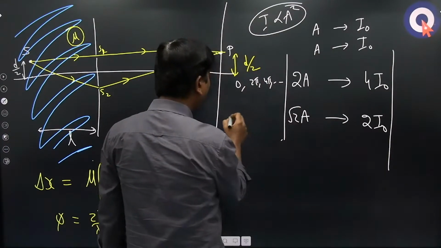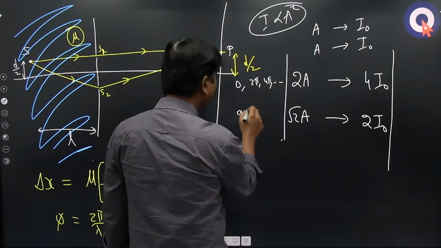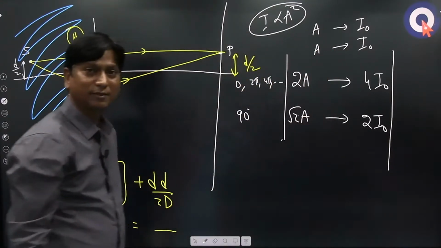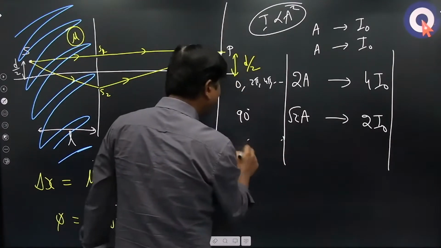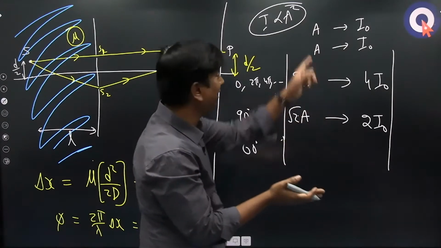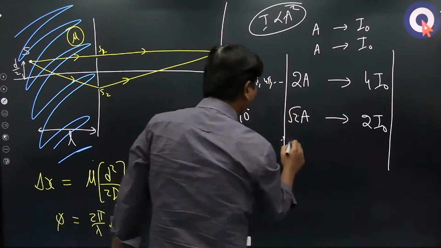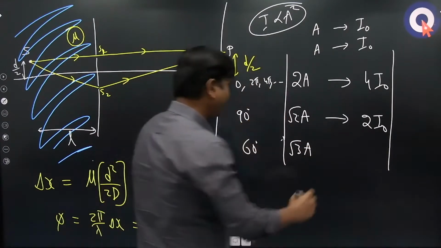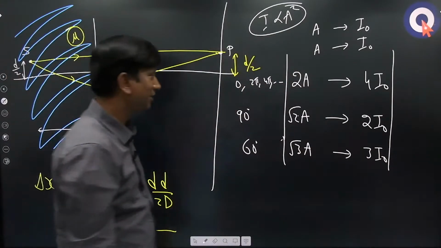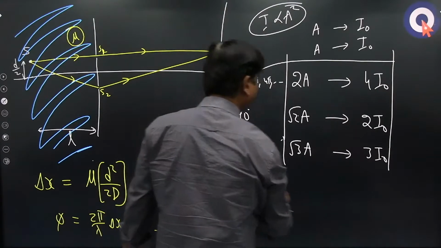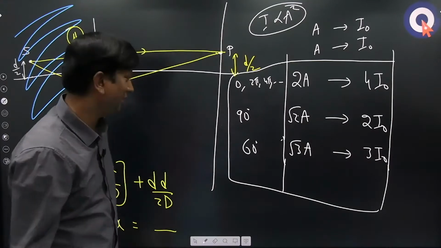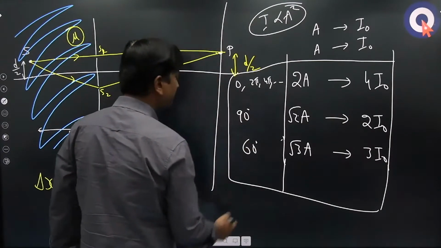And this is for 90 degrees. For 90 degrees, with the vectors method, A and A at 90 degrees give root 2A. Similarly, if it is 60 degrees, A and A with angle 60 degrees, two vectors of equal magnitude, will you not get root 3A? That time your intensity will become 3 I naught. Okay, please try to get the point. These are all the ready-made things which you can know so that it will be easy for us to solve the problems.